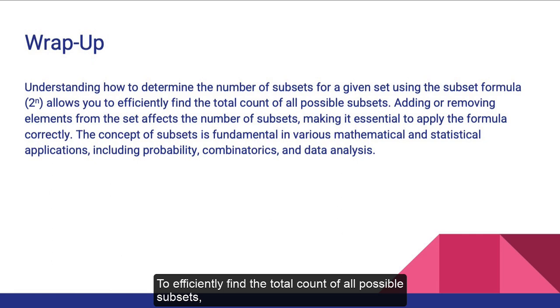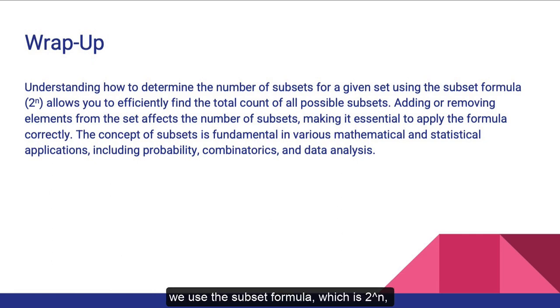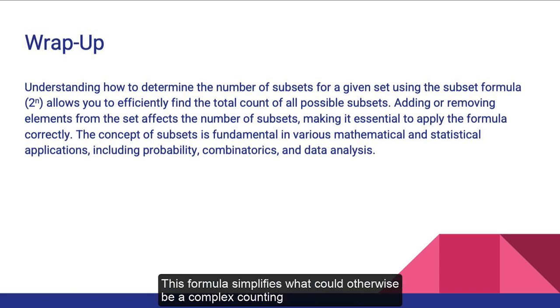To efficiently find the total count of all possible subsets, we use the subset formula, which is 2 raised to the power of n, where n is the number of elements in the set. This formula simplifies what could otherwise be a complex counting task. Adding or removing elements from the set has a direct impact on the number of subsets. It's crucial to apply the formula correctly when changes are made to the set.